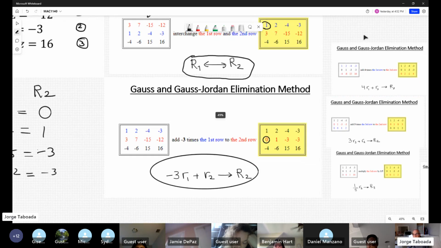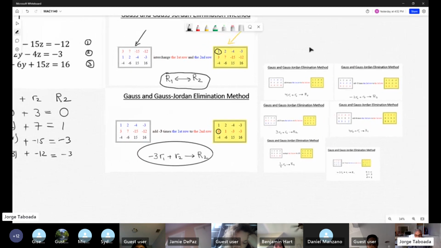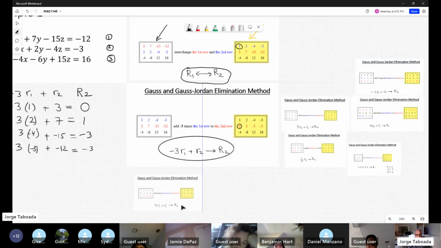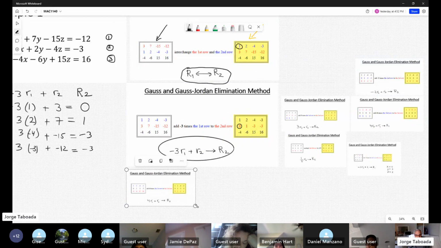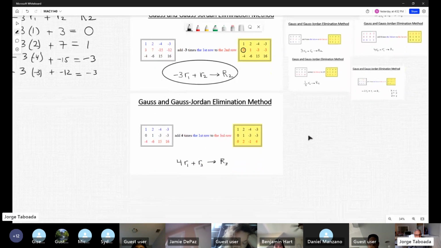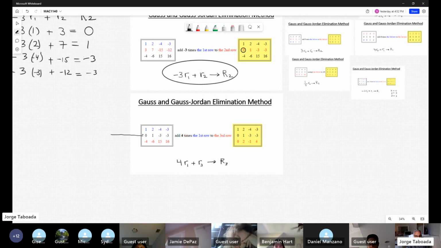Okay, what is the next step? Let me try to understand. Oh, next is this one. Let me maximize. Let me enlarge this slide. Okay. So I have this zero. Look, that I created in a previous slide. Now I need to create zero below here to finish the first column.